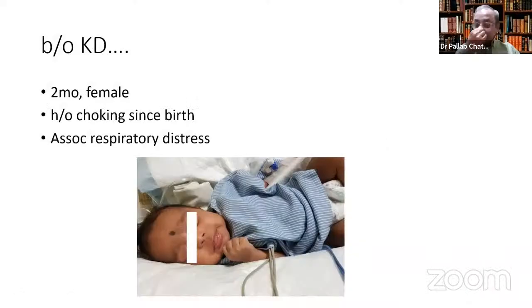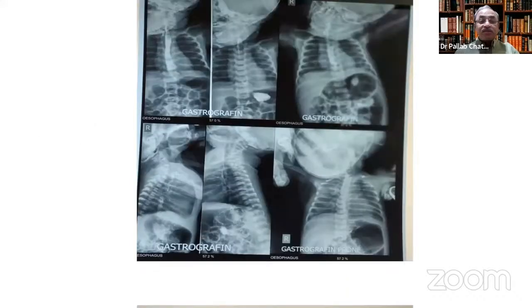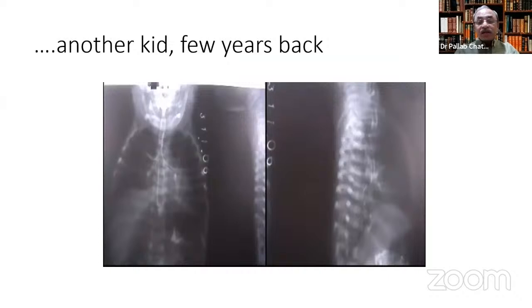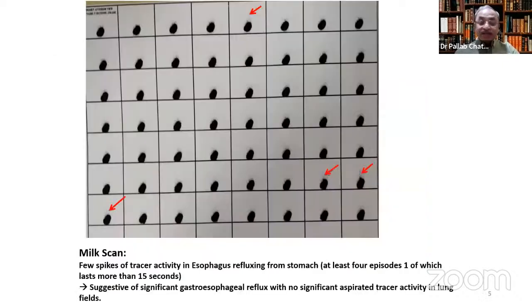In the meantime, I'll share two of my cases very fast. This was a 2-month-old child with a history of choking since birth and associated respiratory distress. This gastrographin study showed a lot of reflux. A similar study done a long time back was a barium meal in another kid. Previously we used to do a barium study; now they're doing a gastrographin study.